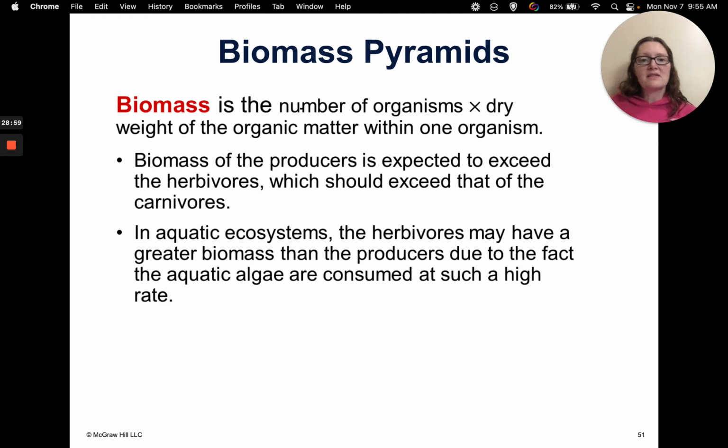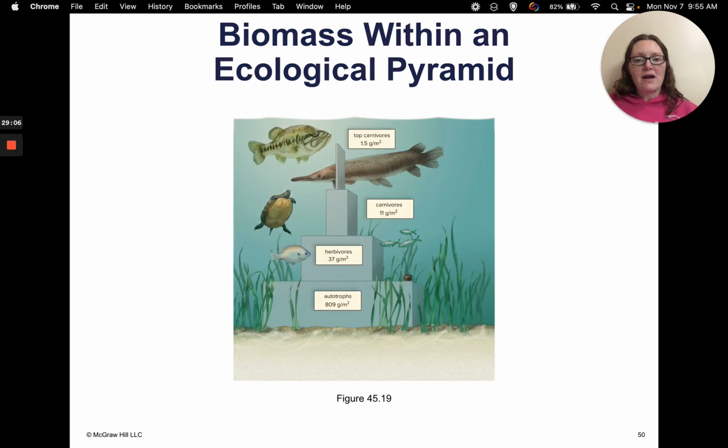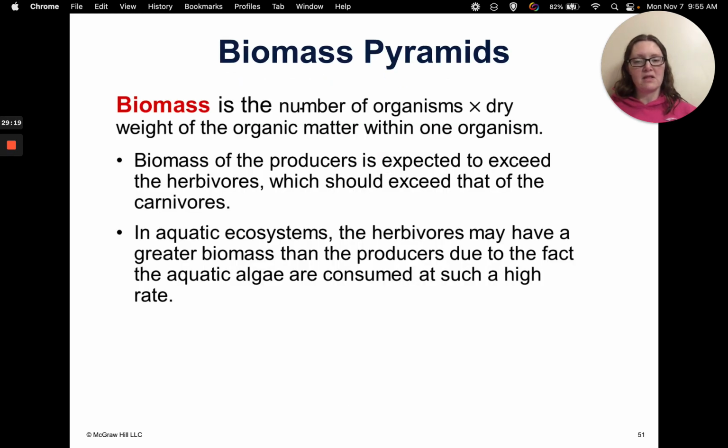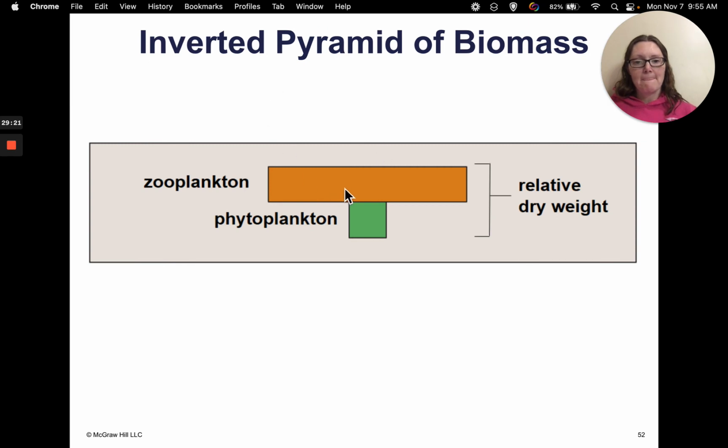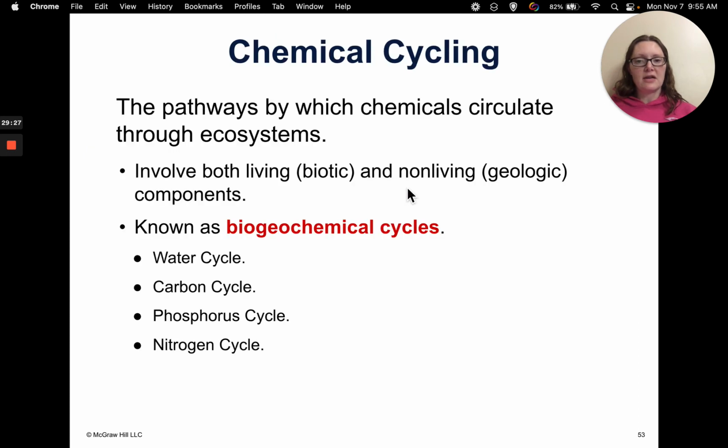So biomass is the number of organisms times the dry weight of the organism mass. So the more biomass is at the bottom, and there's less as you move up. So these top level predators are having to eat more and more and more because there's less energy available for those top level predators. So zooplankton are going to be a good energy source.